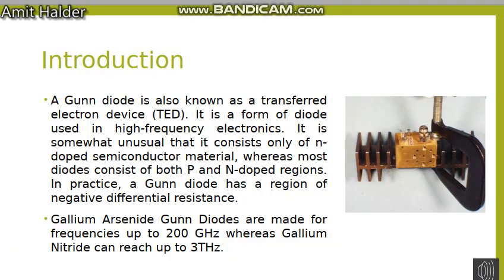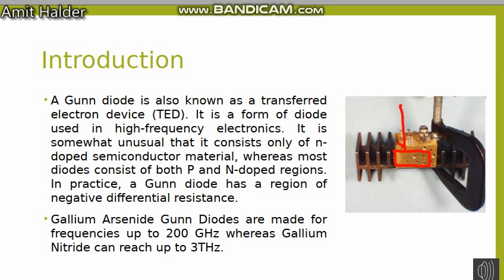So first of all, there's a Gunn diode. As you can see here, it's a Gunn diode. So there is a PN diode under the Gunn diode. Gunn diode is also known as the transferred electron device, and it is a form of diode used in high frequency electronics.